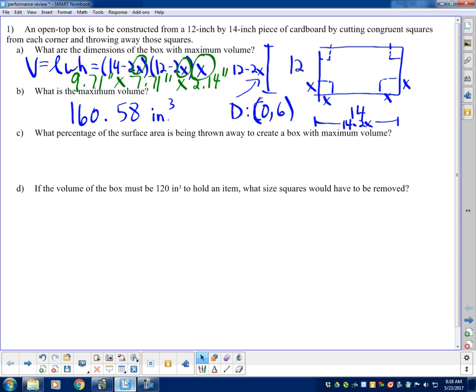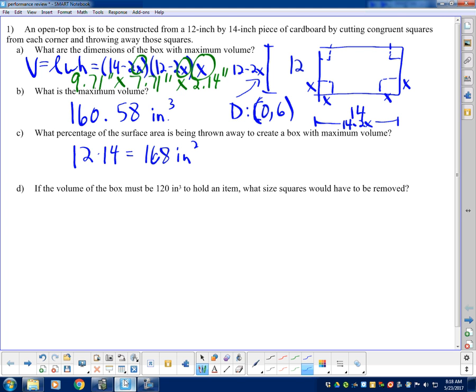It says, what percentage of the surface area is being thrown away to create a box with maximum volume? So that's asking of all the surface area here. If you take the whole thing, 12 times 14, that gives us 168 square inches of surface area. And so the question is, how much is being wasted?